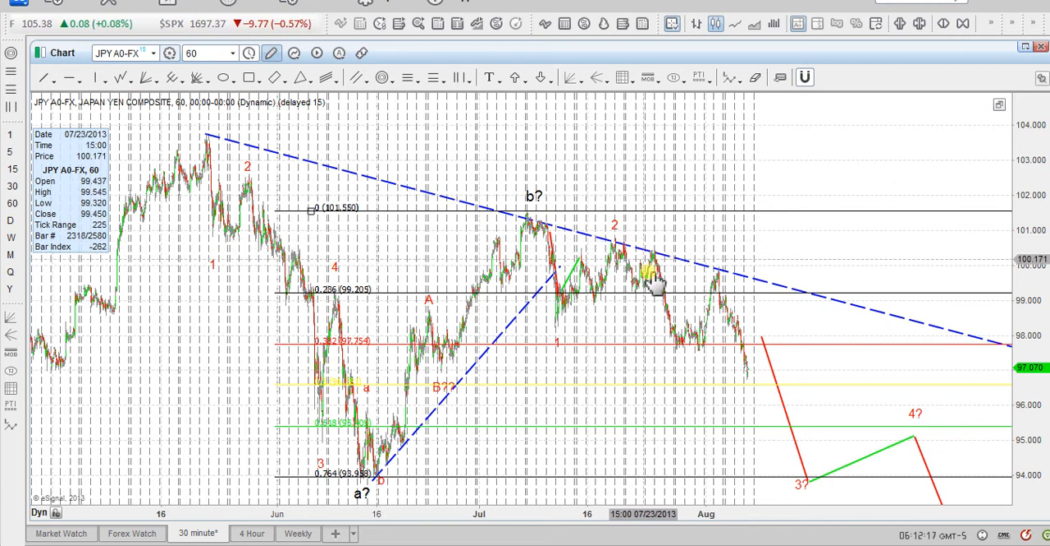and we took advantage of this pair as it pushed down. Our first target on it was at 97.5, so the first target was met. The next target is around 95, so we're looking for that pair to push lower towards 95.